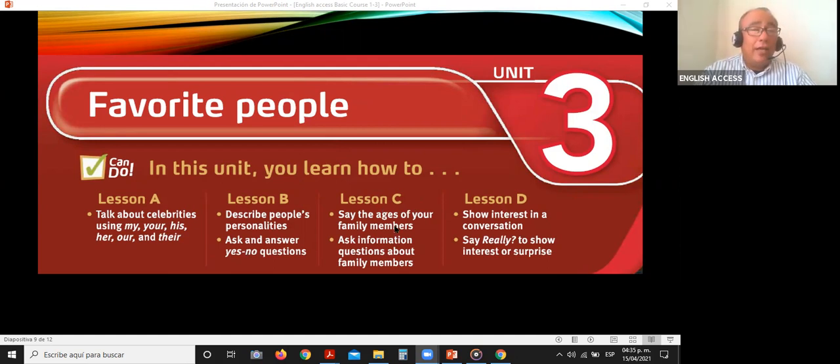We learned yesterday about some vocabulary for family. We learned how to name family members. There are more words for family, but in this case it is only the nuclear family, including the words for uncle, aunt, and cousin. And we are going to learn today something about the numbers. And in lesson D, we are going to cover some conversation strategies to show that we are interested in a conversation with words that can express interest or surprise.